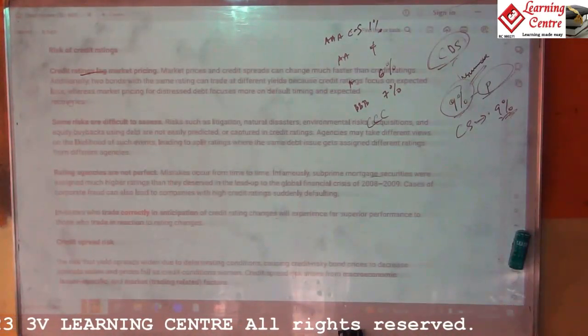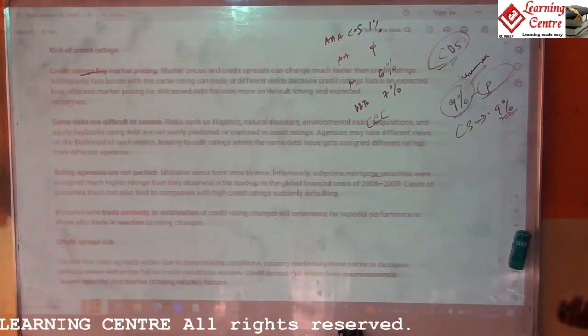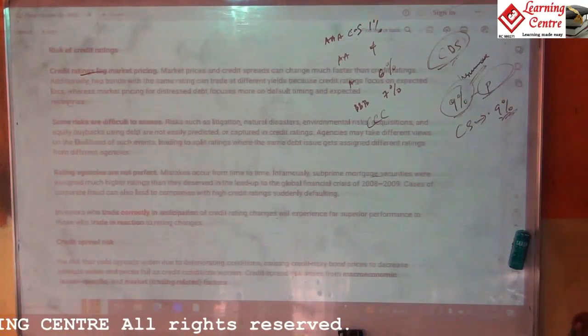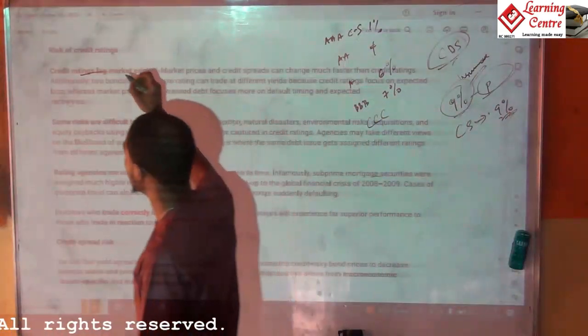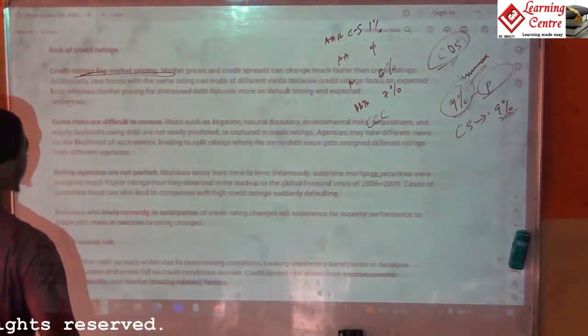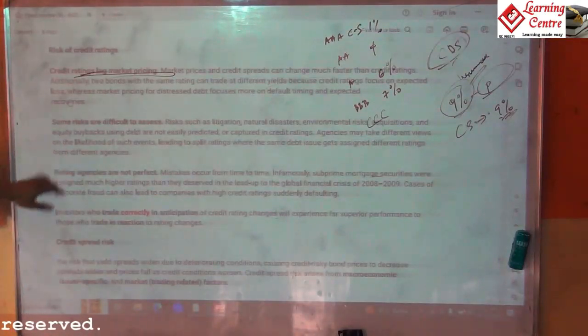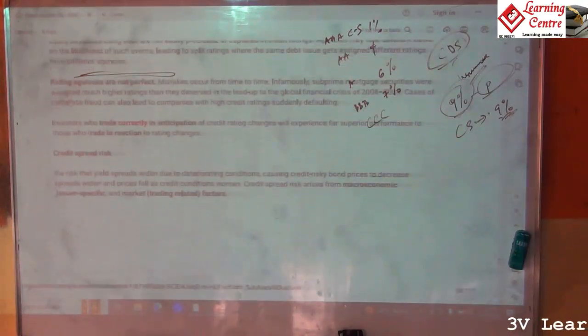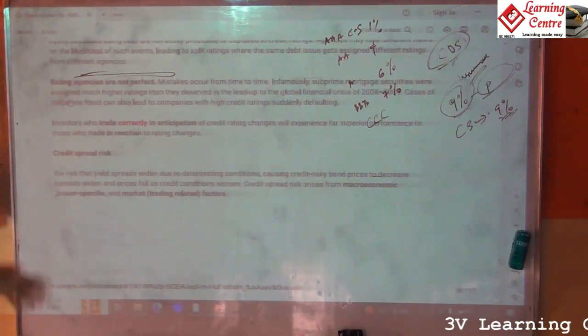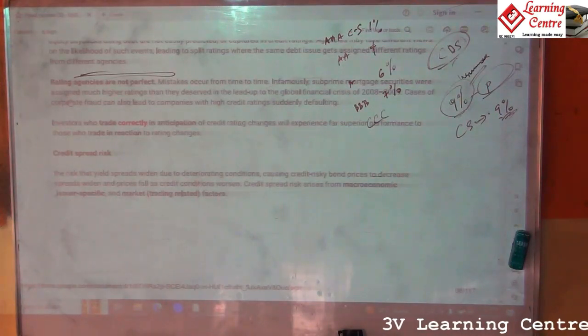The market is already saying you are in trouble. That is the thing: the market is faster. They are looking at everything in the meantime. Nobody wants to wait for rating agencies to come back. So rating agencies allow market pricing, right? Some risks are difficult to assess. So what is the reason? Rating agencies are not perfect.